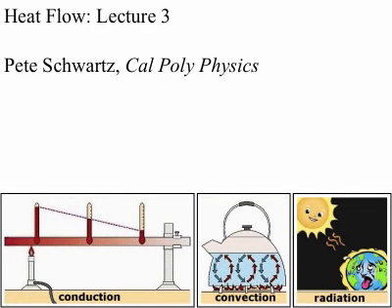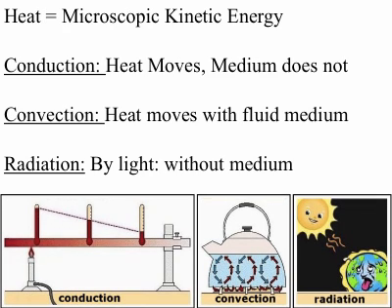Heat flow. Heat is essentially microscopic kinetic energy. As you heat an object up, the molecules or atoms in that object move, vibrate, and rotate with greater amplitude and greater velocity. So how does this kinetic energy get transported from one part to another?